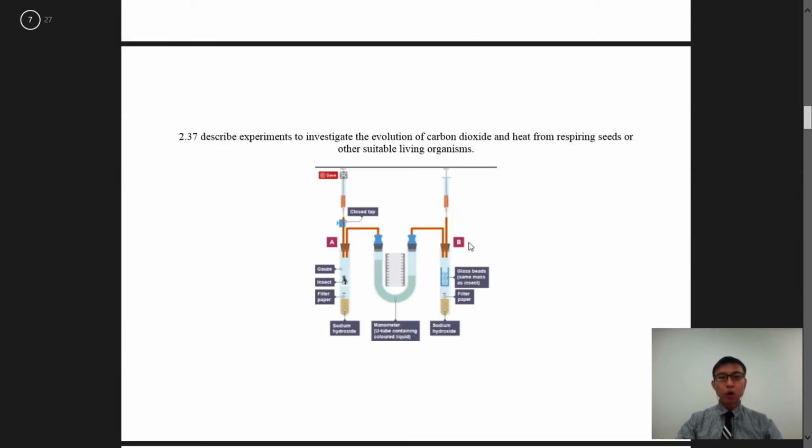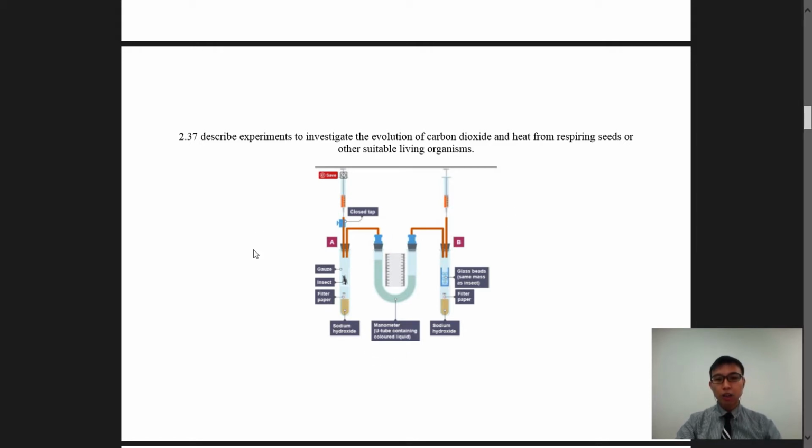Now over here you see that in this diagram we have something called a respirometer. For this bullet point, you need to know you can measure the CO2 given off, and any heat, and use that to reflect the amount of respiration done by an organism. Hence, we call this a respirometer.